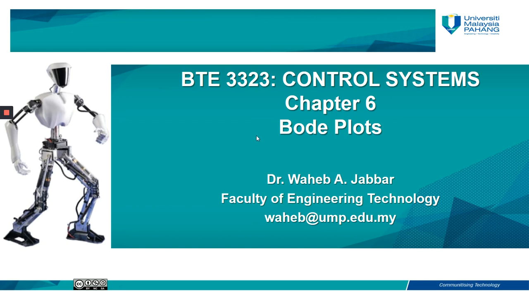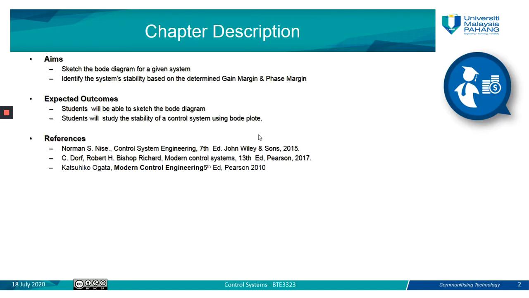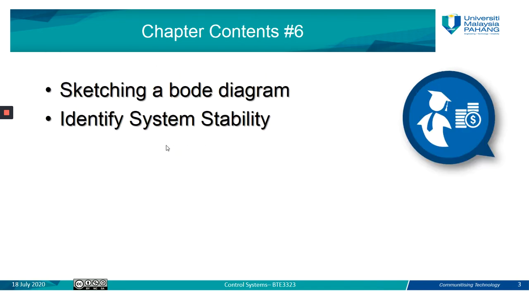In this chapter, the focus will be on the same performance metric of the control system transfer function, which is the stability. And we are going to use a different method in order to identify the system stability, which is the Bode plots. So the Bode plots in this chapter, this is the aim of the chapter and the expected outcome, and these are the main content of this chapter.